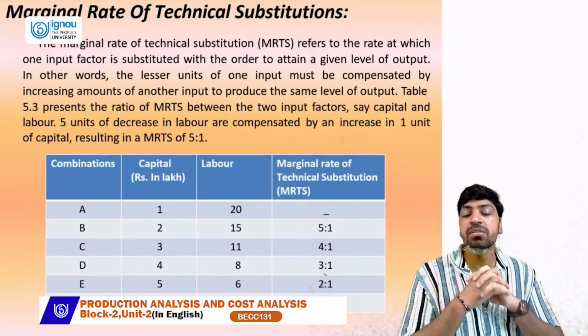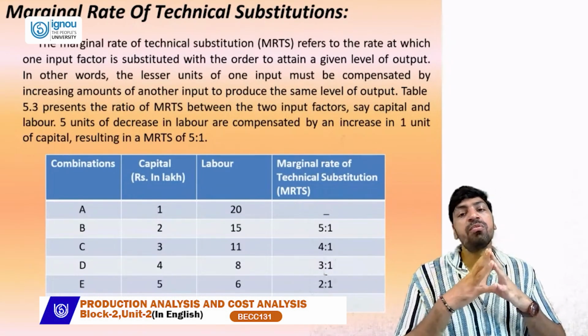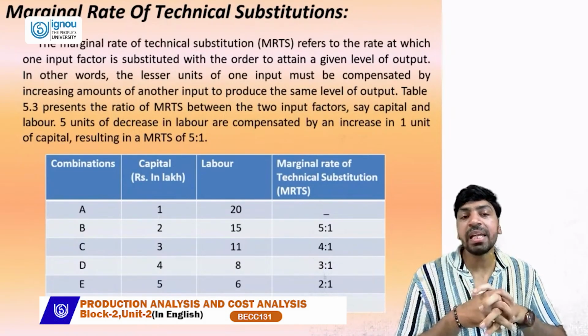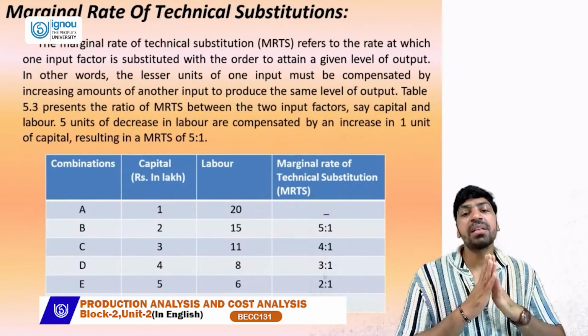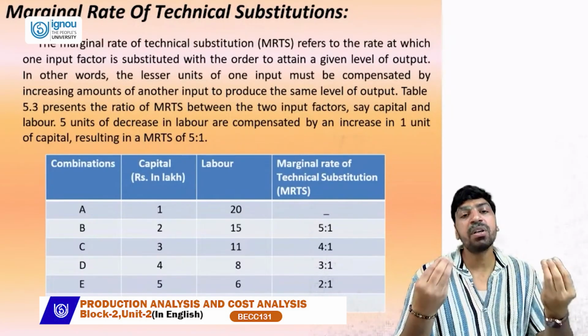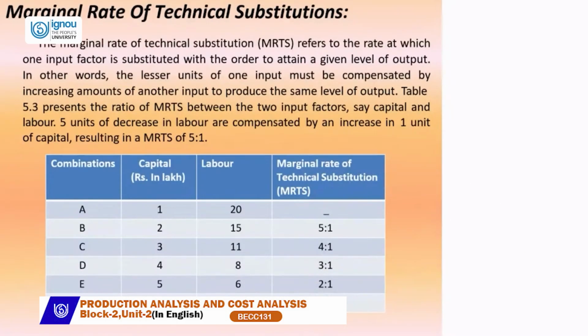The table also represents the ratio between the two. The marginal rate of technical substitution refers to the proportionate change in one unit, that is labor, by a proportionate change in capital. This is one of the formulas to calculate it. The proportionate change in labor is 5, 4, 3, 2, 1, and in capital the proportionate change is 1. Each of the ratios or formulas used here has been shown on the screen.